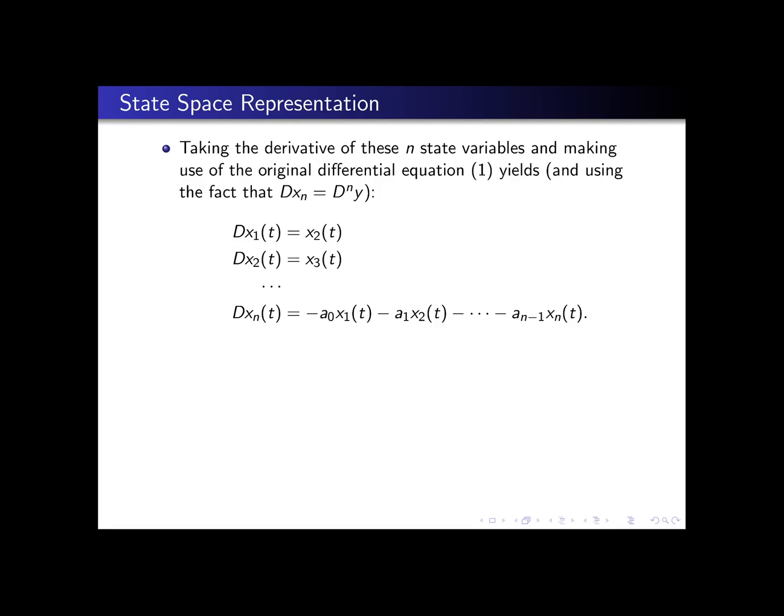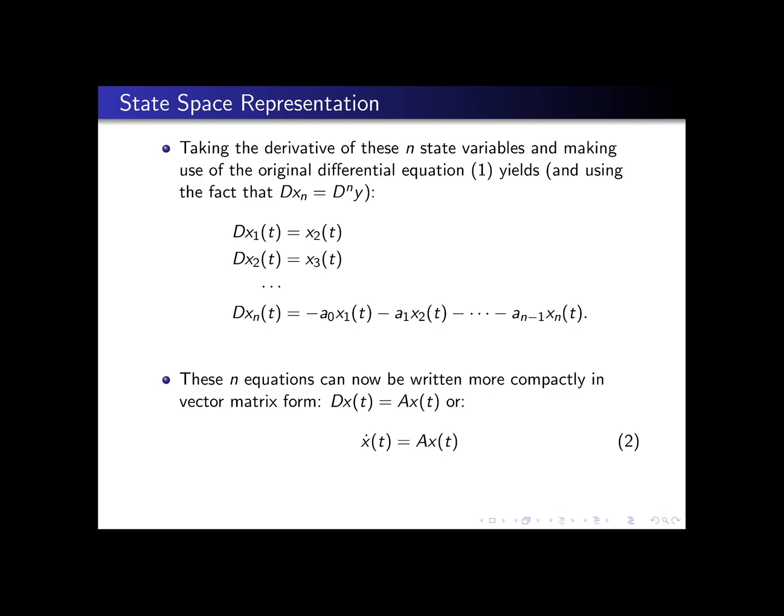Okay, so let's take the derivative of each of those n state variables. What do we get? Well, by definition, the derivative of x1 must be x2, and so forth. Finally, when we take the derivative of xn, we can set that equal to minus a0 x1(t) minus a1 x2(t), and so on, using the differential equation and the coefficients. But now we can put it into a more compact vector matrix form like this. We can say that the derivative of the state vector is equal to a matrix A times the state vector x. How do we do that?